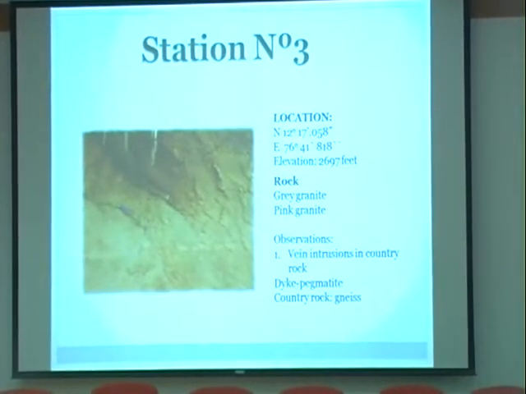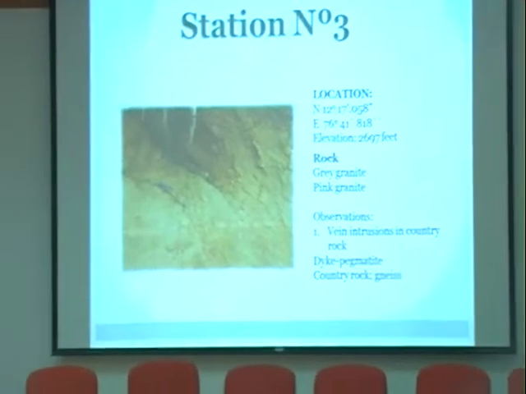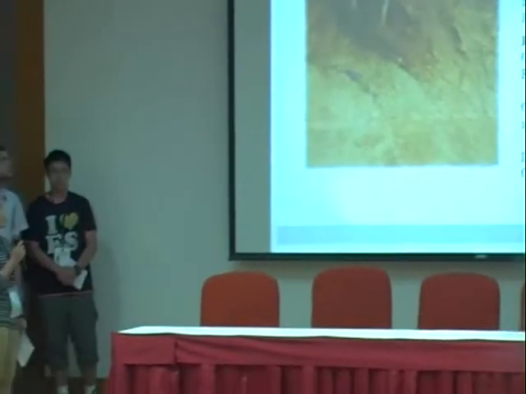Here is station number 3. This is about gray granite and pink granite. The location is north 12 degrees 17 minutes and 58 seconds, and east is 76 degrees 41 minutes 880 seconds. The elevation is about 2,697 feet above mean sea level.